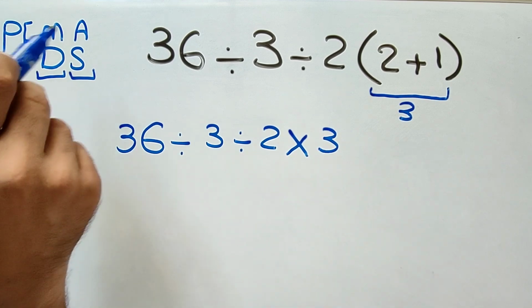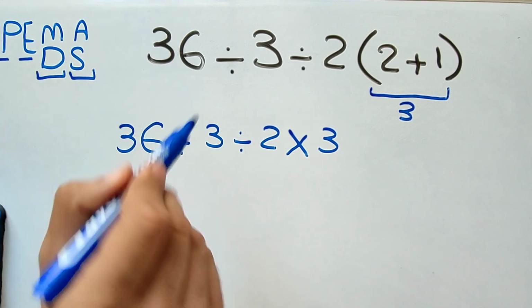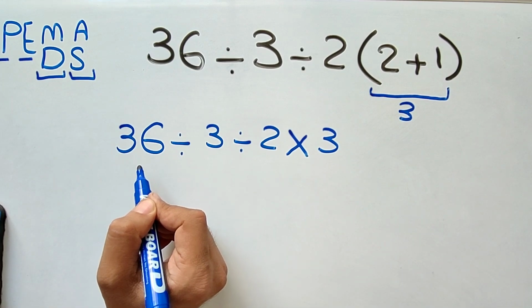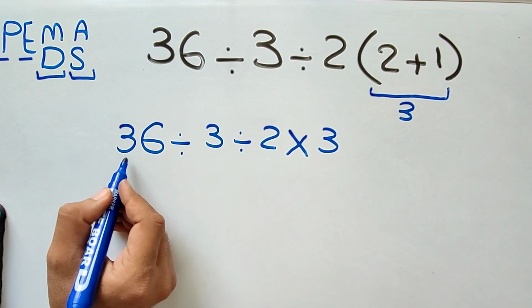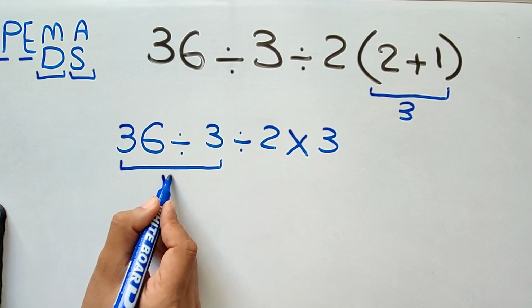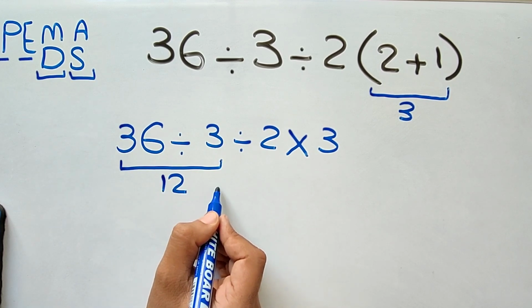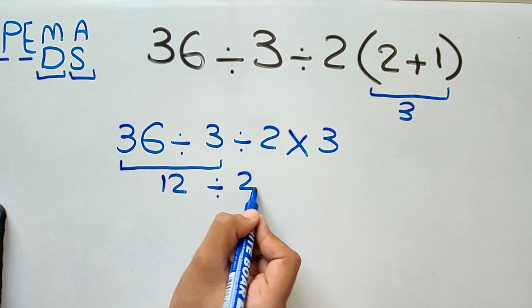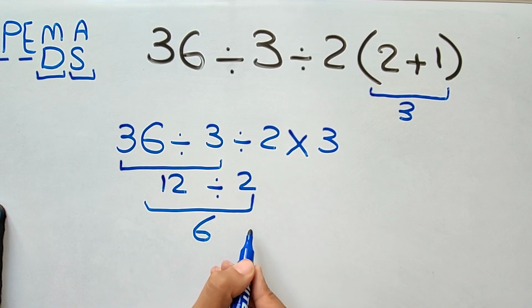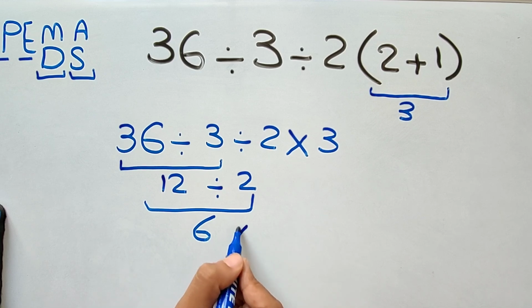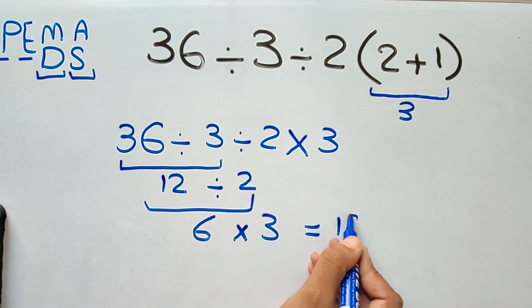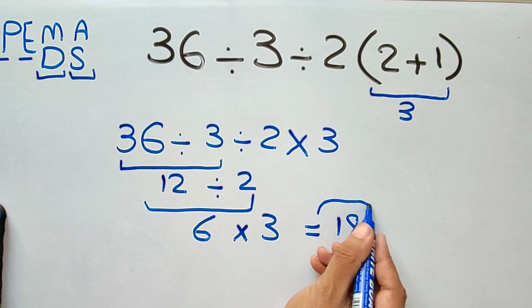As we know, multiplication and division are equally important, and in this expression we have to solve from left to right. Now 36 divided by 3 gives us 12, and 12 divided by 2 gives us 6. And now 6 times 3 gives us 18. The final answer is 18.